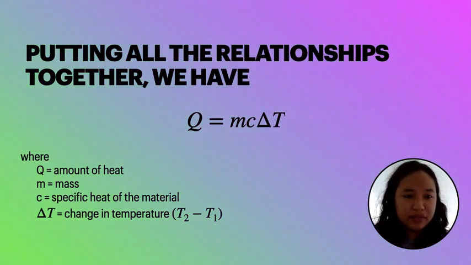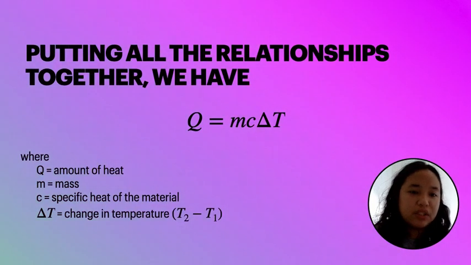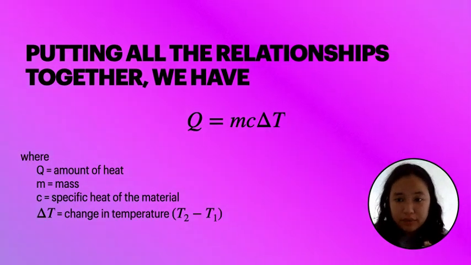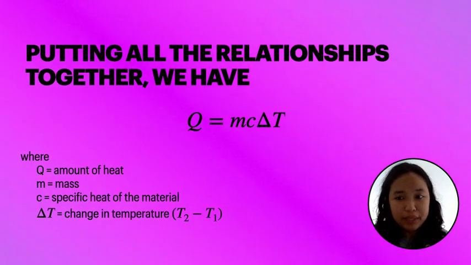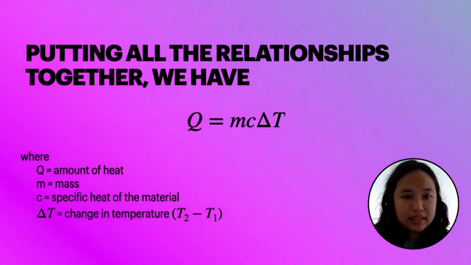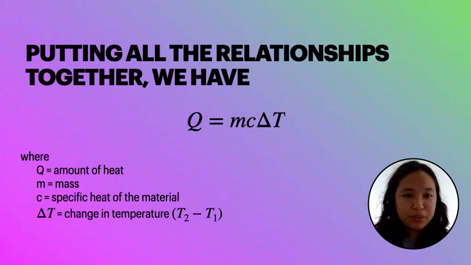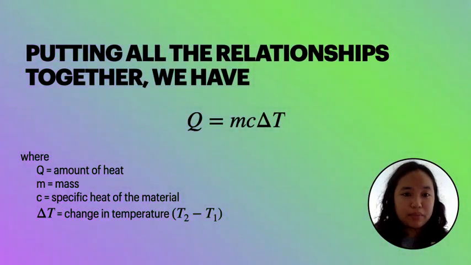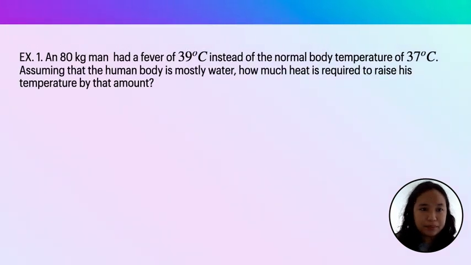Putting all of the relationships together, we have Q is equal to mc delta T, where Q is the amount of heat, m is the mass, c is the specific heat of the material, and delta T is the change in temperature, or simply T2 minus T1. You have to remember this equation, because we will use this during our problem solving.